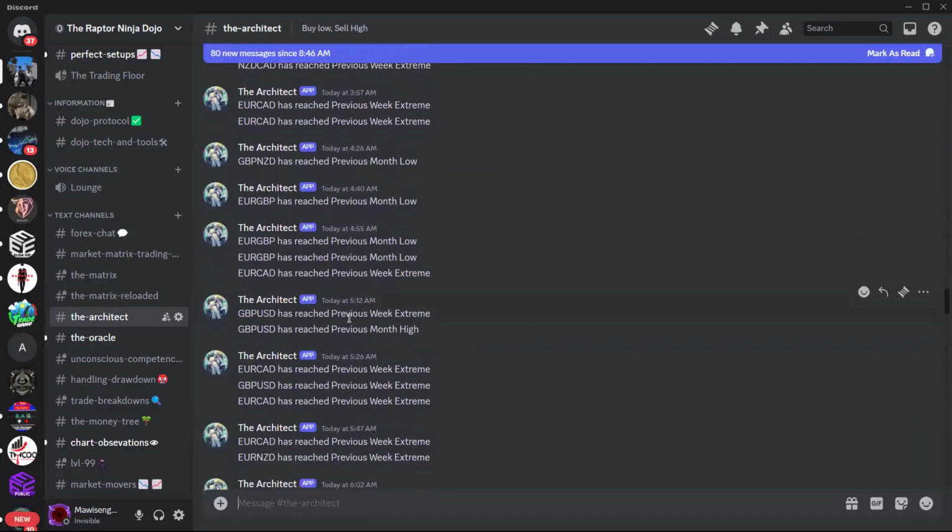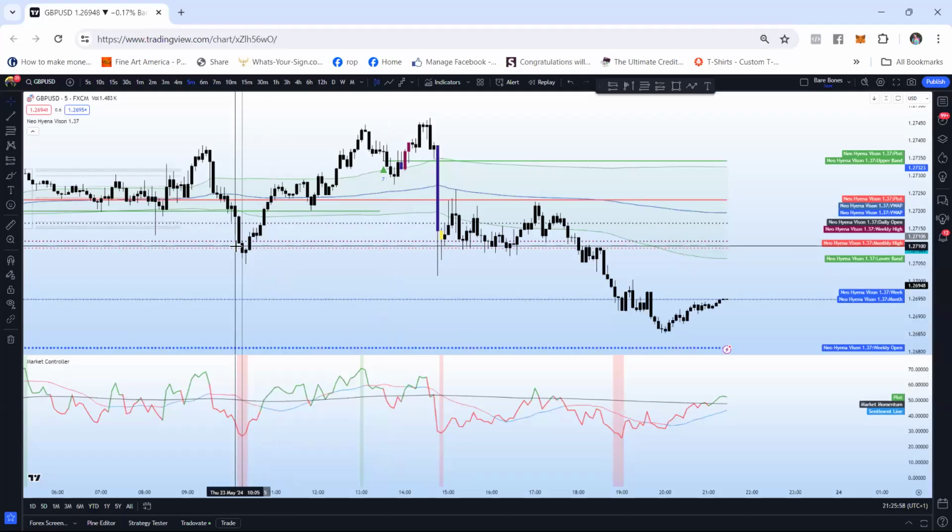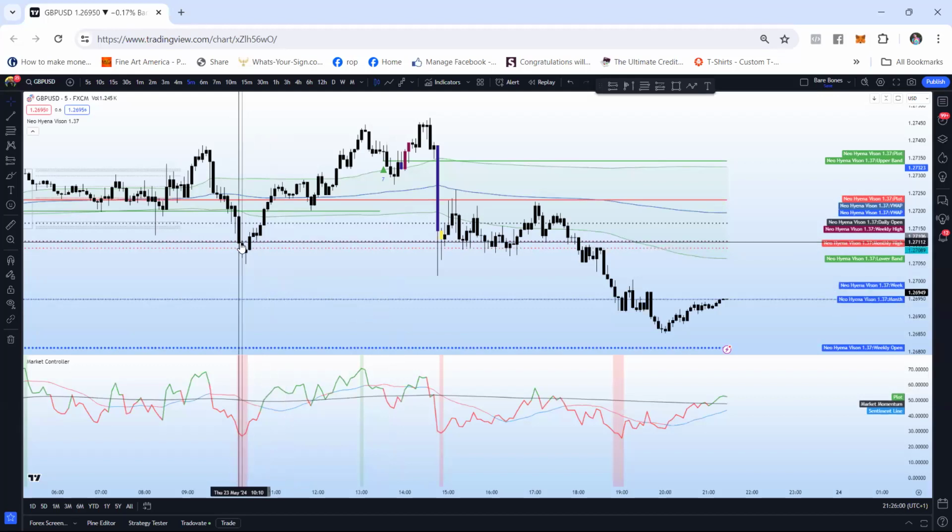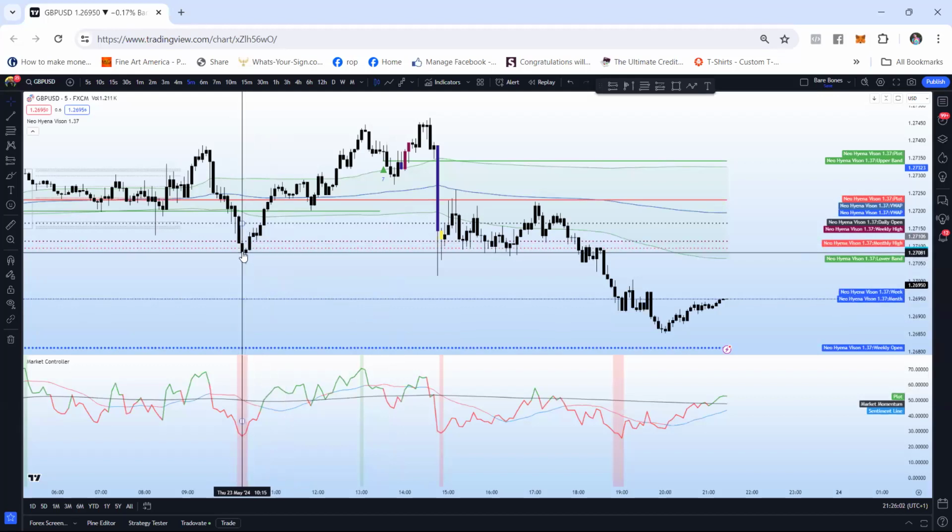So you see at 5 o'clock, we got the alert that Euro US or GBP USD had reached that pocket. It let us know that both of the alerts, the previous week extreme and the previous month high. By seeing that, we can deduce that that's a launch zone because it hit both the previous week extreme and the previous month high at the same time. See that right here. And what happened from that level?